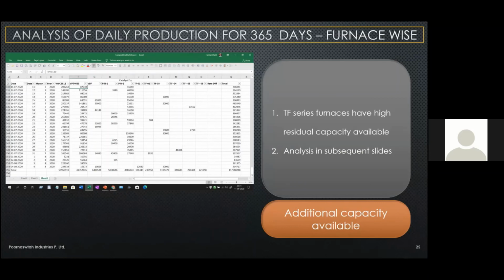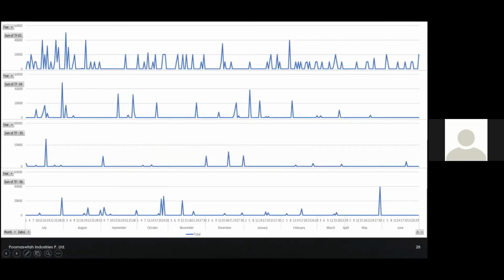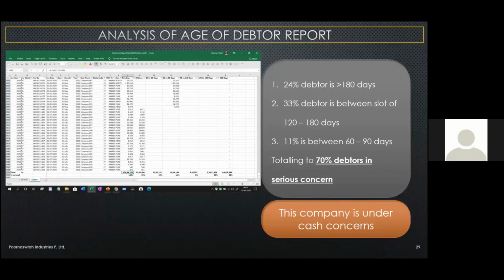This furnace has been running uniformly. There are other furnaces which go dry also during the year. They are sparingly being used. So there is no possibility of them falling short of processing capacity. So we said, okay, fine. There is no bottleneck in the processing capacity also.